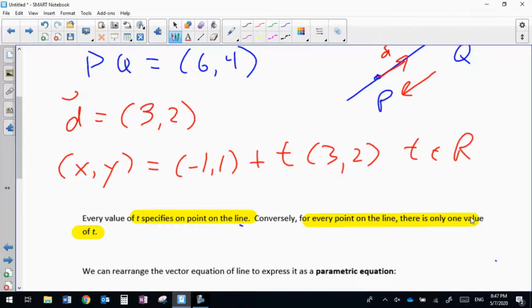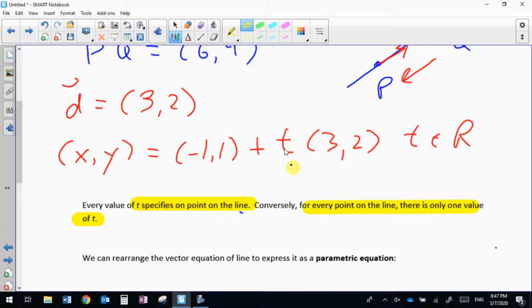So notice this little sentence here. Every value t specifies, that should say 1 point on the line. So every time you use a different value of t, you will get a different point on the line, and the other way around is true as well. Once you're given a point on the line, there's only one value of t that corresponds to that point. Now keep in mind, t doesn't have to be an integer. It could be a half or a third or anything like that, 2/3 and so on.